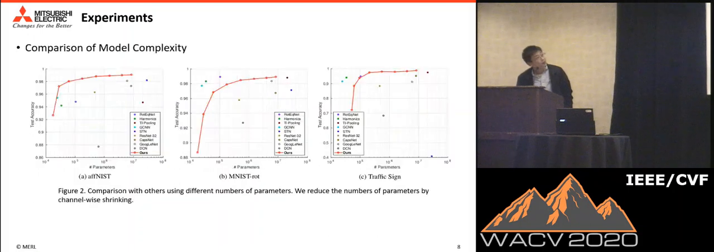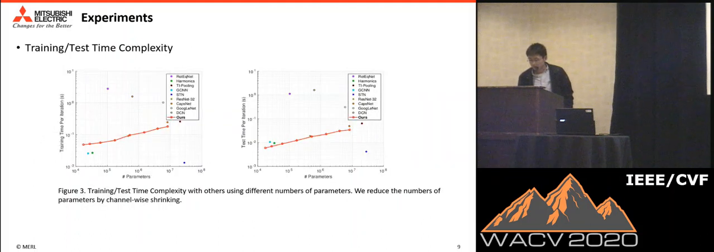Here, these figures show the comparison with others using different numbers of parameters. We reduced the number of our parameters by channel-wise shrinking, and we can see our model achieves competitive results with other models. Finally, we can find that the training and testing time of our model can be decreased in this way.